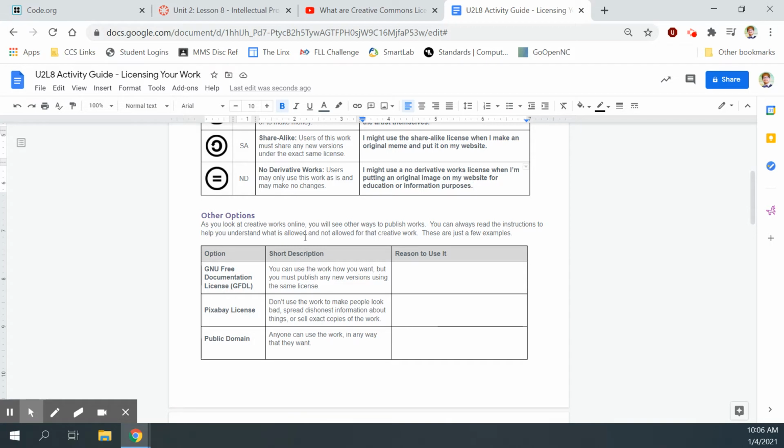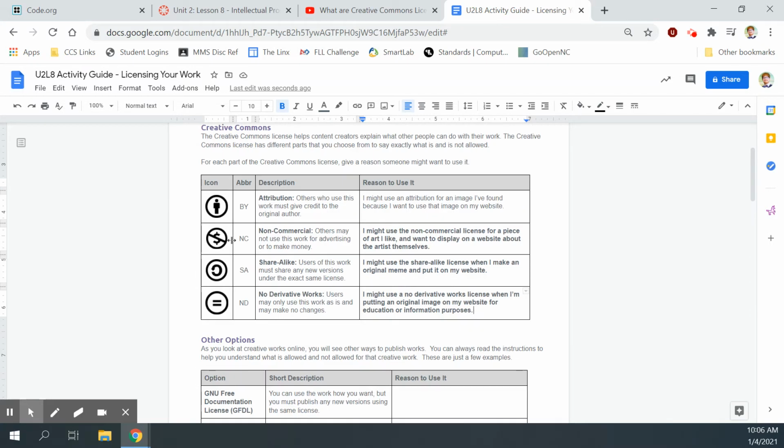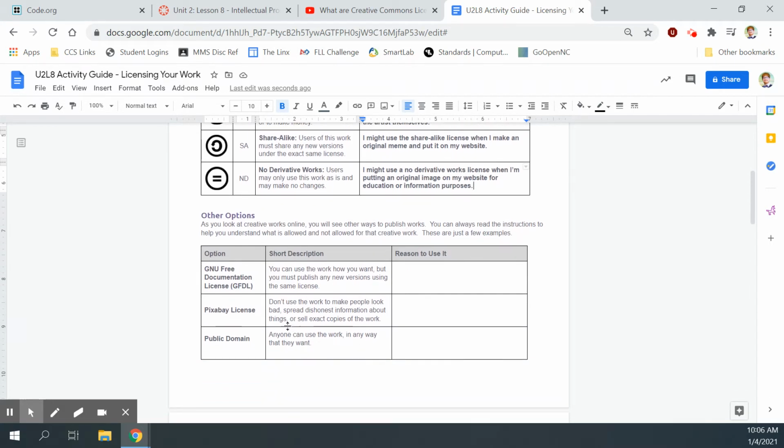Other options. As you look at creative works online, you will see other ways to publish works. You can always read the instructions to help you understand what is allowed and not allowed for that creative work. These are just a few examples. So really, there's more than just these 7 versions of the Creative Commons licensing, but these are really the most common.